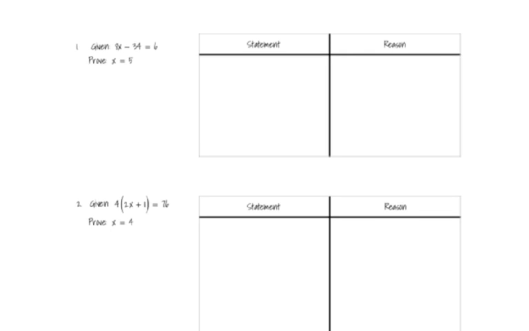So I'm going to look at this, and I have a problem here. It says that I'm given, and I'm going to write this down because you can't see it as well. It says I'm given 8x minus 34 equals 6. And it wants me to prove that x equals 5.